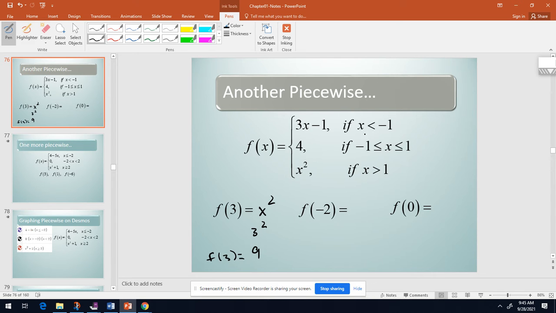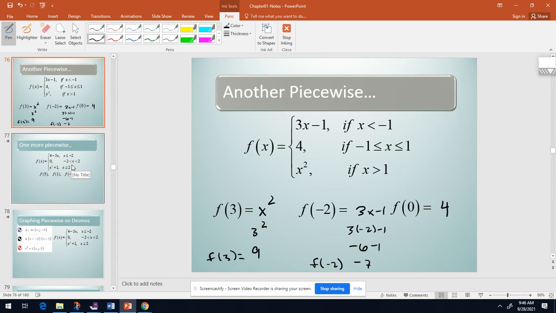I'm going to plug in -2. Is -2 less than -1? Yes. So I'm going to choose 3x minus 1. 3 times -2 minus 1 is -6 minus 1, which is -7. So f of -2 is -7. I'm going to plug in 0. 0 is between, look, there's nothing to plug in here. I'm literally telling you the answer is 4 when anything is between -1 and 1.